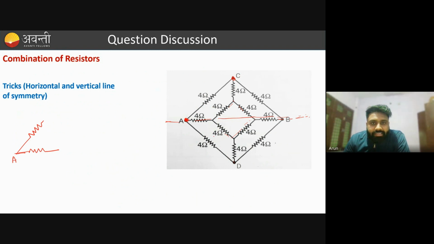So we can say that 1 upon R equivalent is equal to 1 upon 4 plus 1 upon 4. So it will be R equivalent directly 4 into 4 over 4 plus 4.